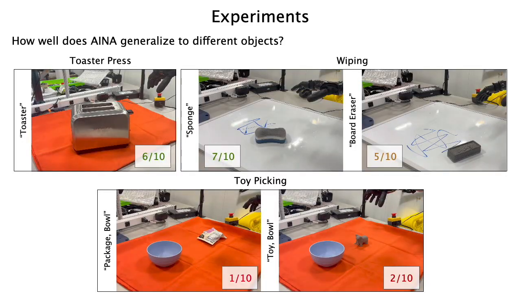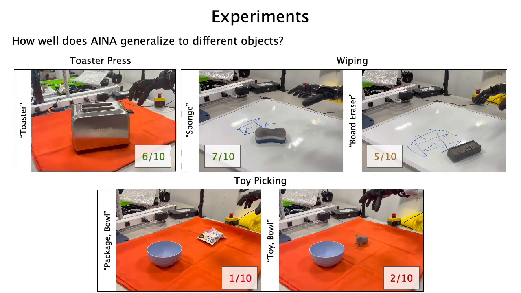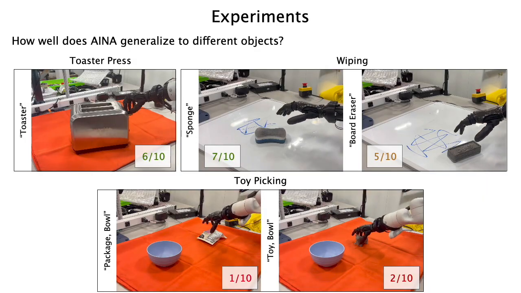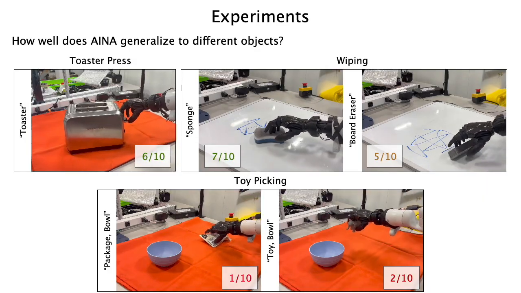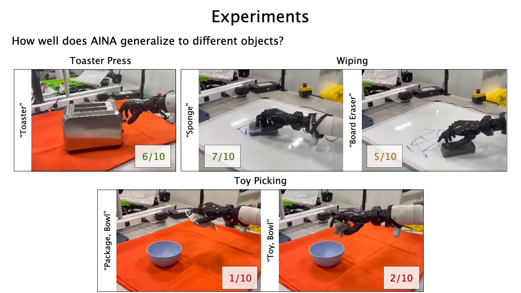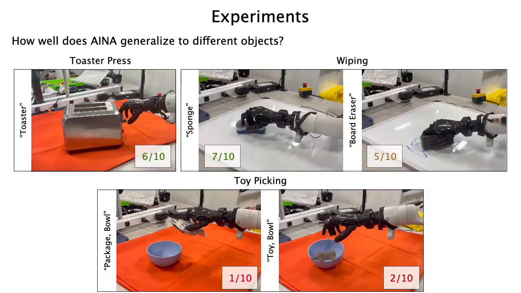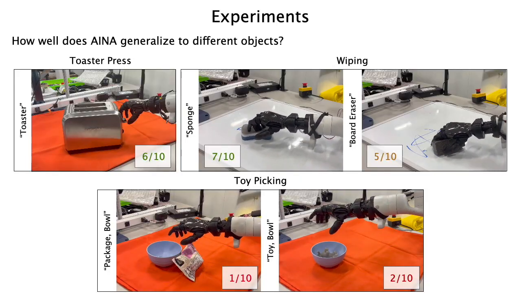We also test the object generalization capabilities of AINA by deploying trained policies on different objects for 3 of our tasks while segmenting the object with new prompts. We observe that while AINA performs relatively well, it fails when the shape and weight are significantly different.